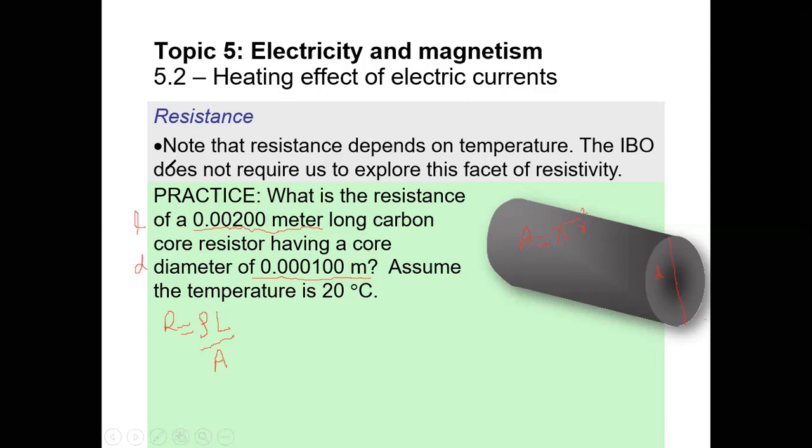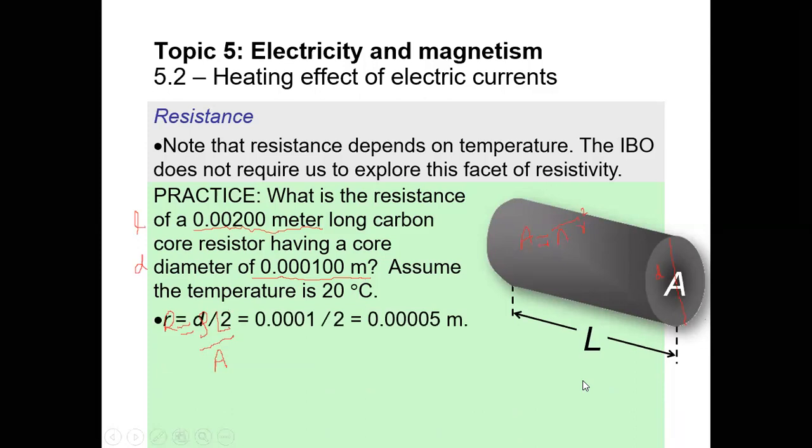By using this formula, we will just substitute the values and calculate. See, now this is the area of cross section. This is length. Length is given, 0.002 meter. And you will find the diameter is also given. This is the diameter, 0.0001 is also given. Just divide the diameter by 2, and you will get the radius.